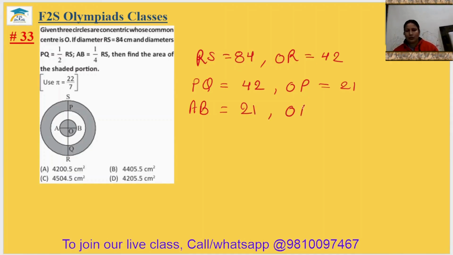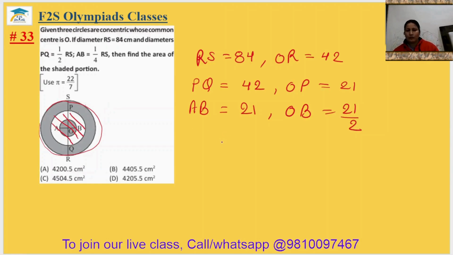So radius will be OB, 21 by 2. We need to find the area of the shaded part. To find the area of the shaded part, in the first case, we can just find the bigger circle's area and remove this area. Means find the area of the biggest and bigger circle and subtract both of them.